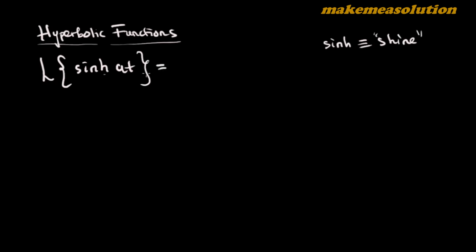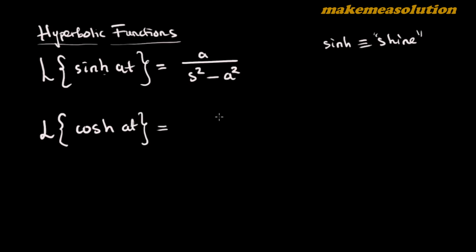When you take the Laplace transform of sinh at, you're going to get a over s square minus a square, almost like the one for sine. And the Laplace transform of cosh at is just like the one for cos, so you have s over s square minus a square. The only difference is that the denominator has a minus sign, s square minus a square, compared to the one for trigonometric functions where we have plus. You need to know these forms, and I believe you will be okay.